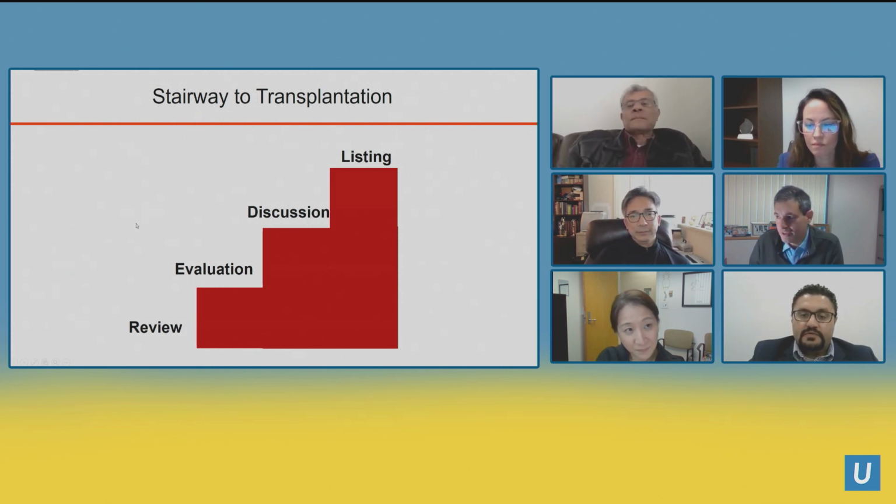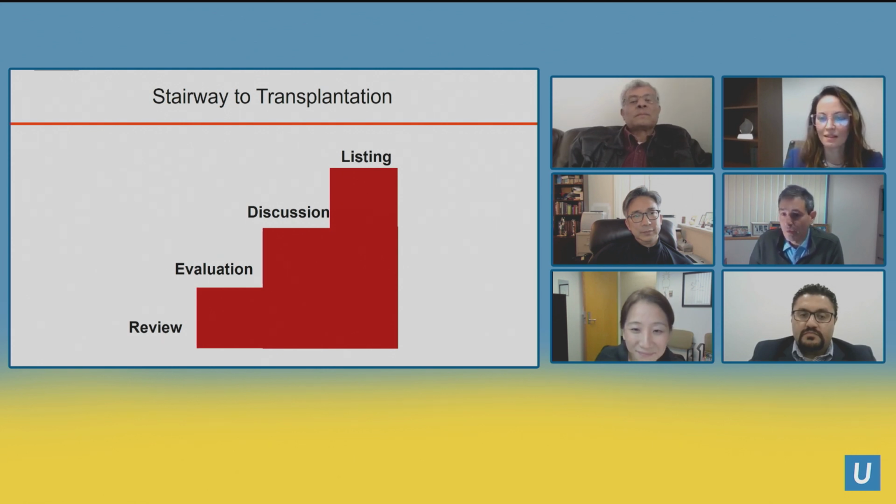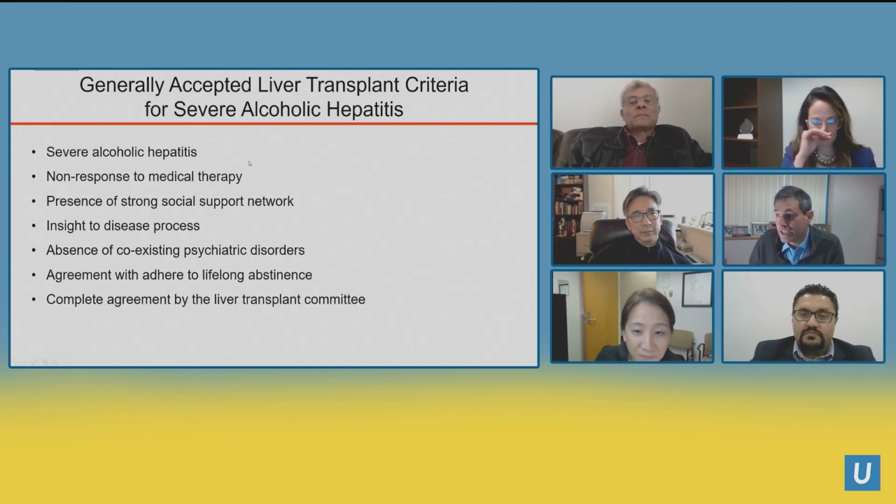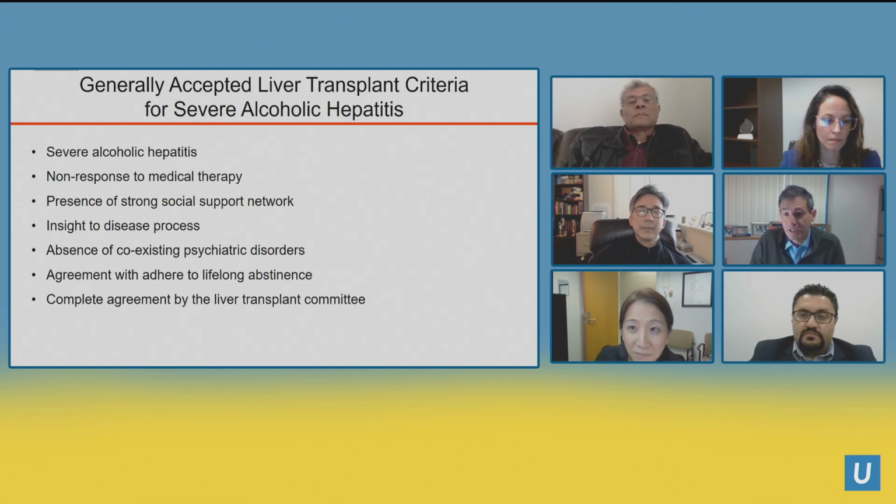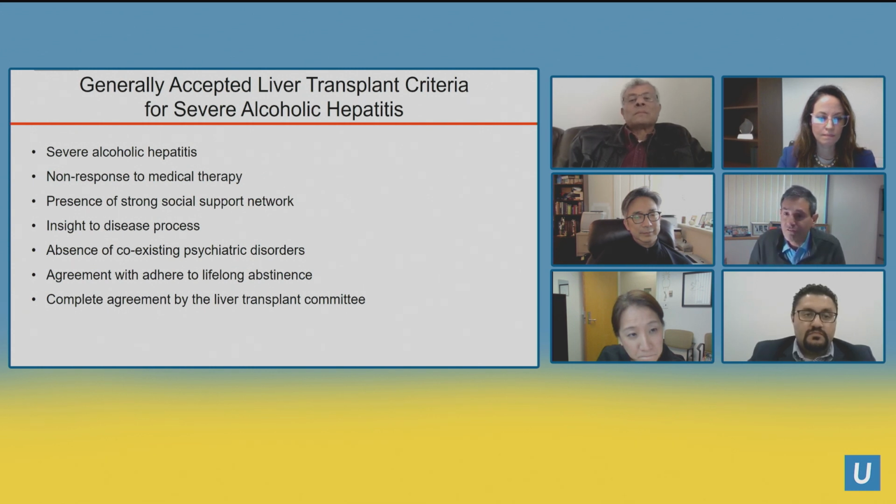Gina, any final points before I move on? No, I absolutely agree. As Jihan said, it's not like buying a car. There are a lot of steps involved: review, evaluation by a distinguished team, discussion, and listing. These are generally the accepted criteria for severe alcohol hepatitis: non-response to medical therapy, and you have all talked about prednisolone. Jihan and Bishoy elegantly talked about a strong social support network, and insight into disease. Do they know why they have liver disease, or, like Jihan suggested, are they going to go back to drinking again? That's not fair to other people waiting for transplant, and not fair to the donor families either.